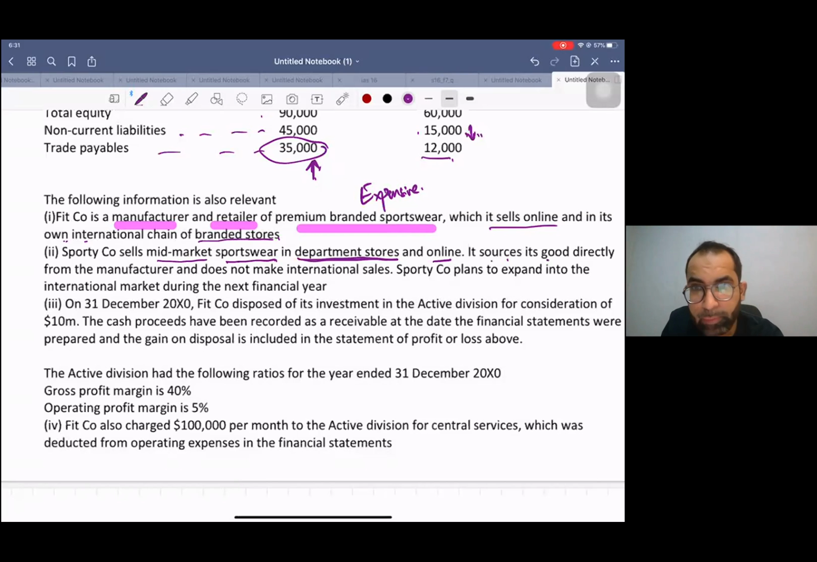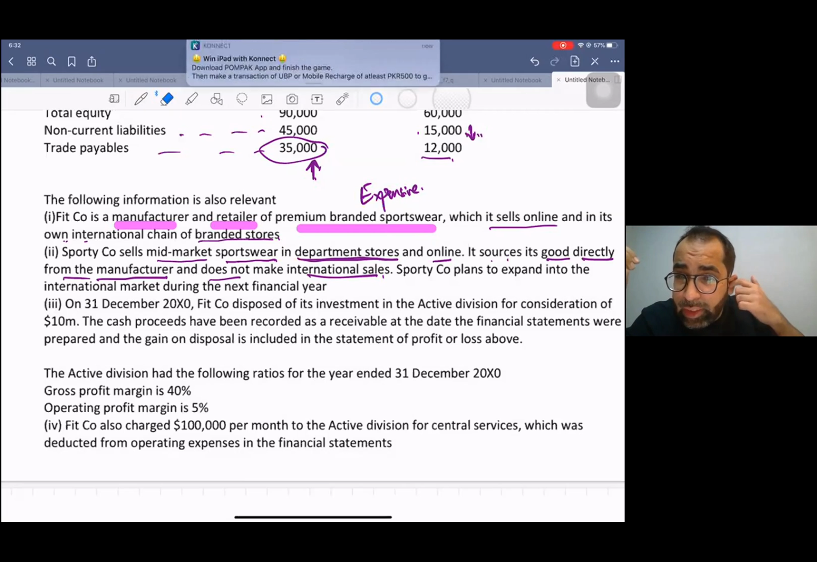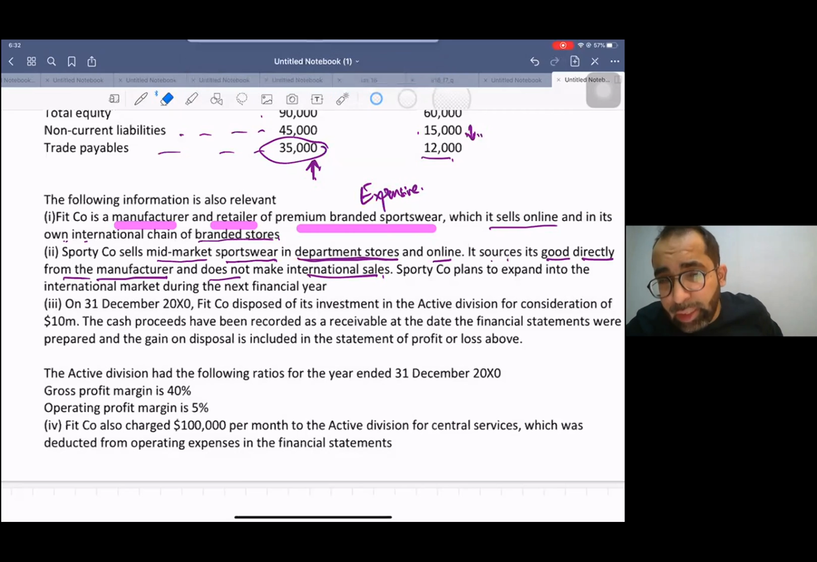It sources its goods. Now, Fit company was the manufacturer. They are doing manufacturing themselves. Now what's the Sporty company? It sources its goods directly from the manufacturer and does not make international sales. See, they don't manufacture. They are doing it like a middleman. They just buy ready-made goods from a manufacturer, and they just transfer it to the departmental stores and they sell it. So that means, in this way, they can save many of their manufacturing overheads, manufacturing cost, right? So there is a possibility their cost structure is different from Fit company. This point you can raise.